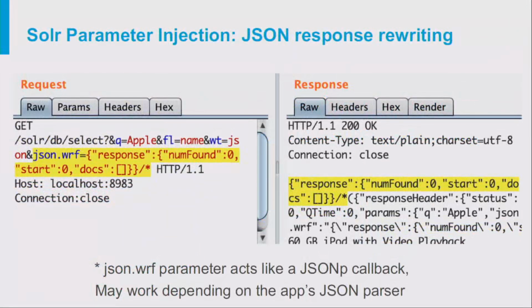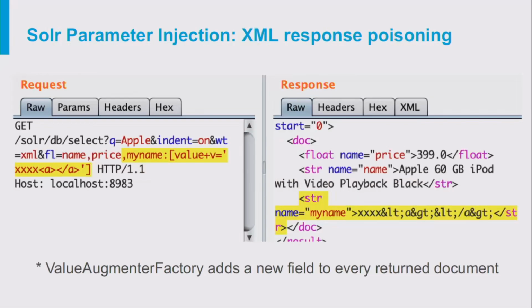And you can even completely fake the JSON response that comes from Solr to the web application by using the json.wrf parameter, which acts exactly like a JSONP callback. Or you can even inject additional parameters in the Solr response.